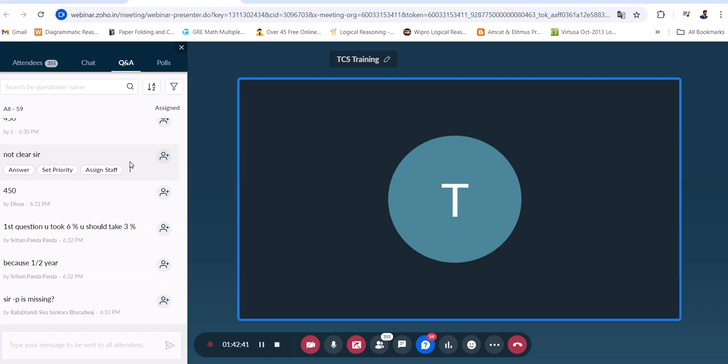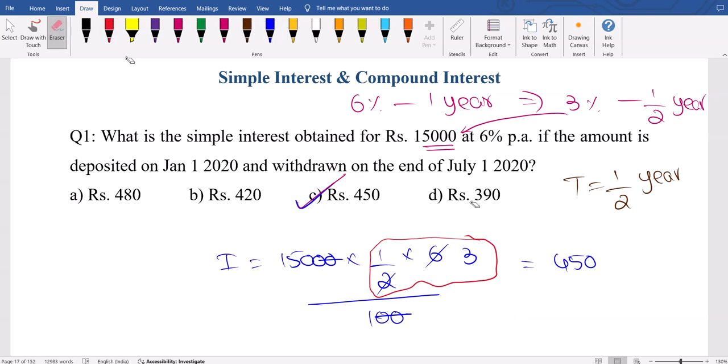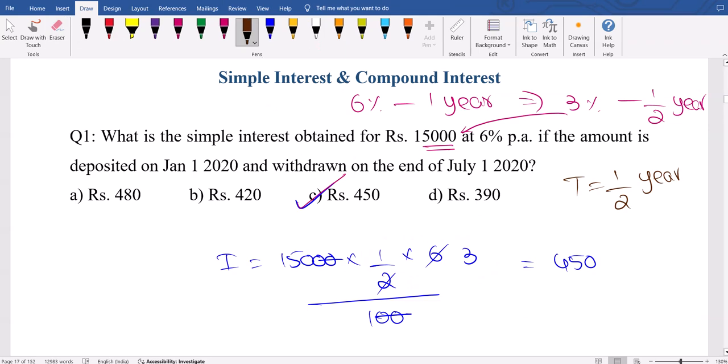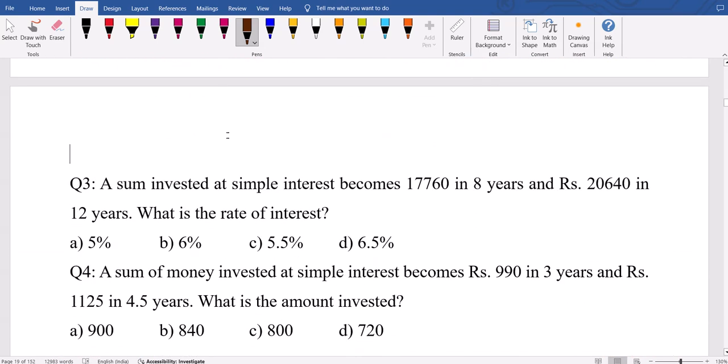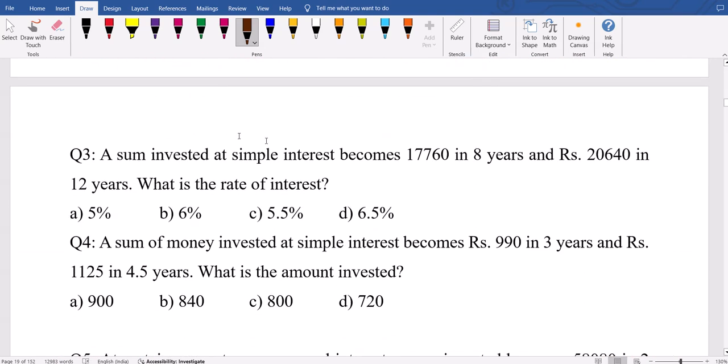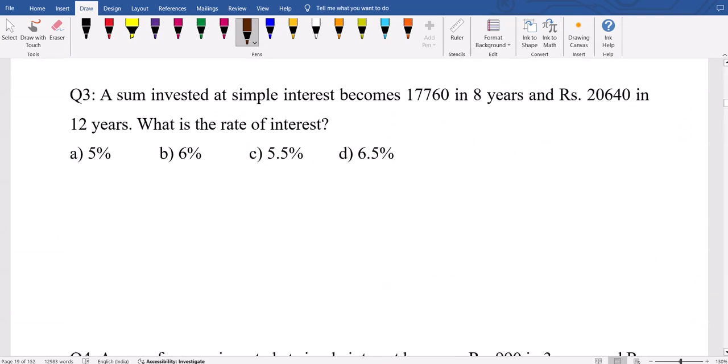Got it right? This is giving that effect only. No, don't do a double effect. You are reducing the rate of interest and you are also reducing the time. I take the time only as half of the year. That's what we are still learning, and this model we have solved n number of questions already.